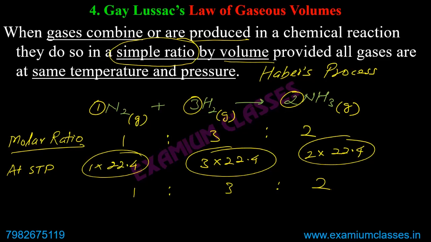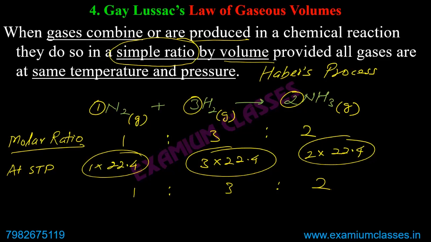At any other temperature, this 22.4 might be different. Suppose the temperature is greater than 0 degrees Celsius, then this volume will increase. At higher temperature, gases will have higher volume. So it might be 25, but it will be 25 for everyone. So that will again get cancelled. So the rule is simple.